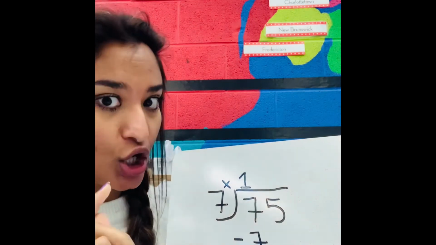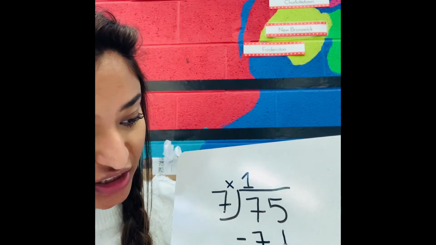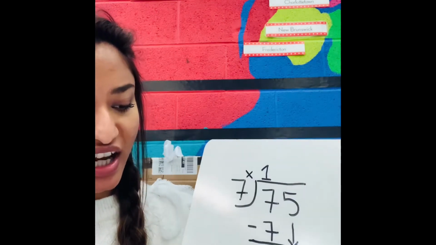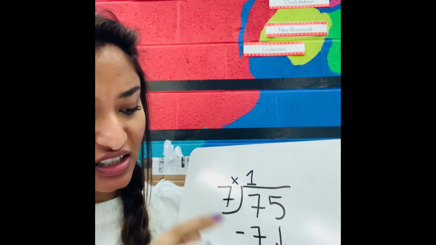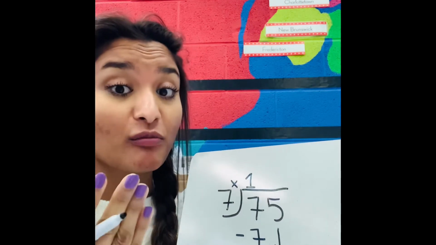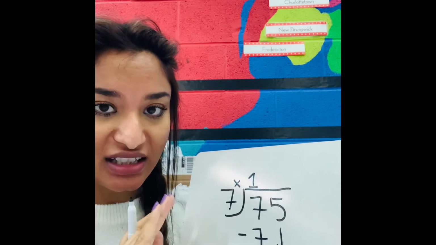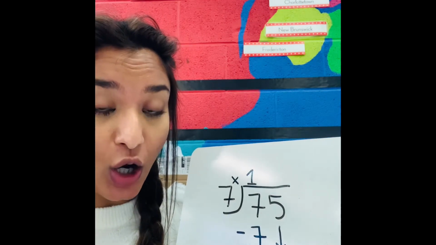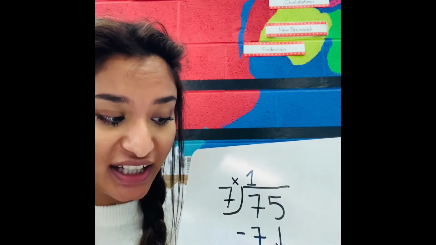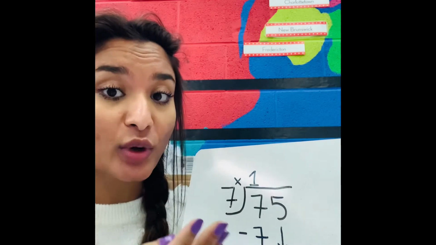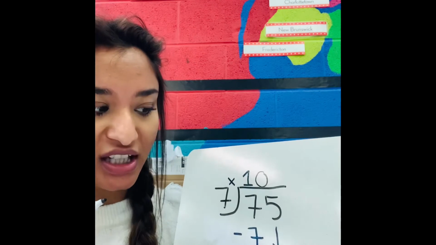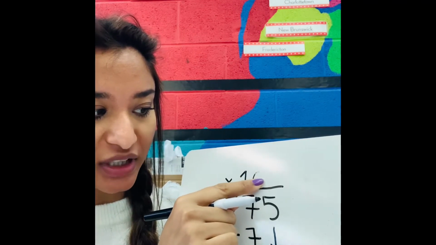Am I done? Not at all. I need to bring this 5 down. Now, how many 7s do we need to make a 5? We don't have enough, we have more actually. So that's it, I am done. I cannot do anything with this 5. Because I brought down a number and couldn't do anything with it, I am going to put a 0 at the top, because otherwise it wouldn't make sense.